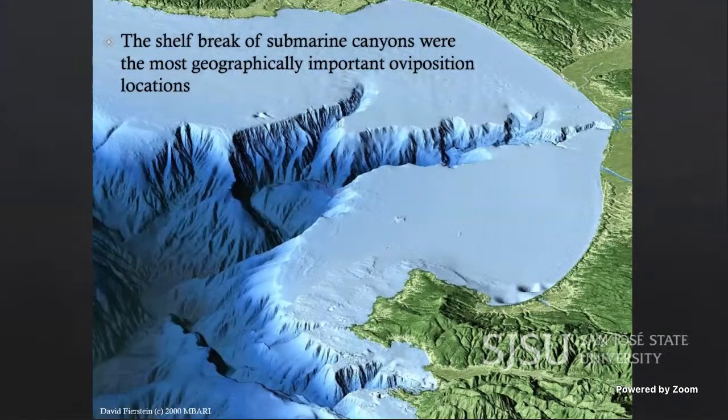The shelf break of the submarine canyons were the most geographically important oviposition locations. However, there were higher likelihoods of finding Abronius egg cases towards canyon heads, more so than P-Xaniers. Based on these observations from my study, I'd like to propose upper canyon, slope, and shelf break regions be classified as EFH within my study region. This would be regions such as this. And throughout the canyon system, specifically the Monterey Canyon due to its size.